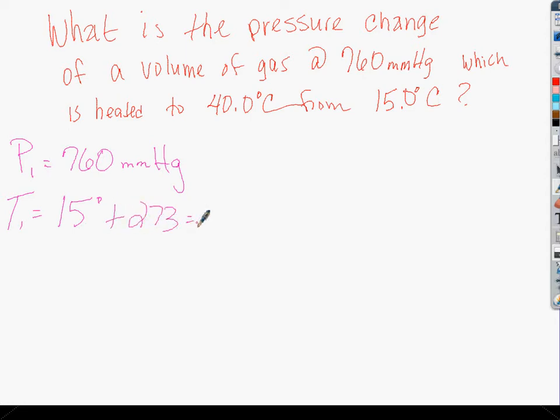And that'll be your actual T1. So that makes these 40 degrees, your T2. Go ahead and add your 273 to it. And then what am I looking for then? Pressure change, so your P2.